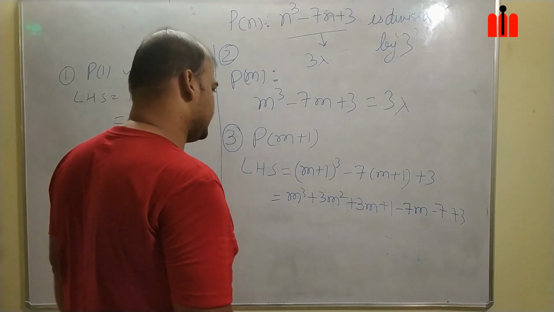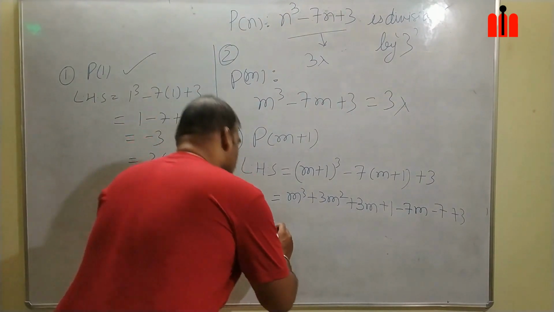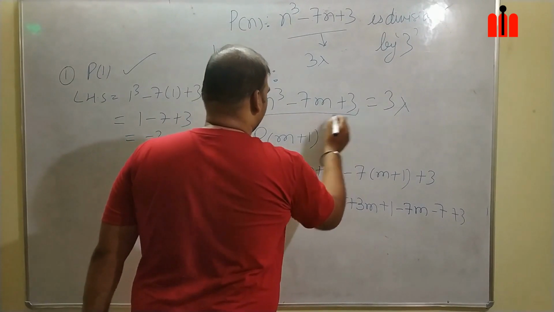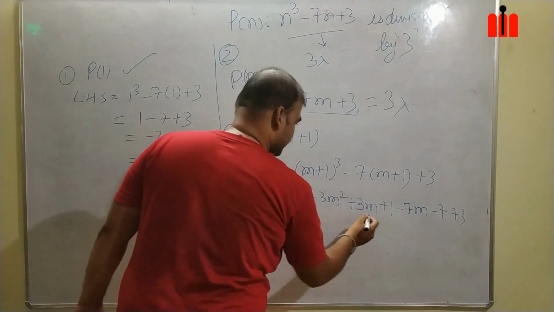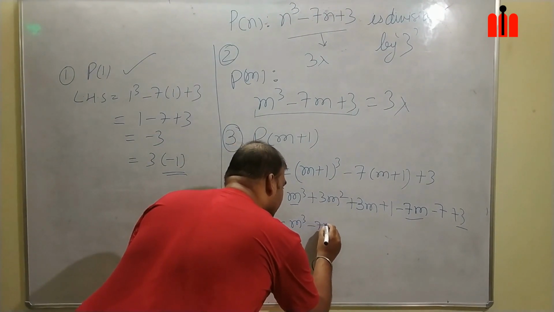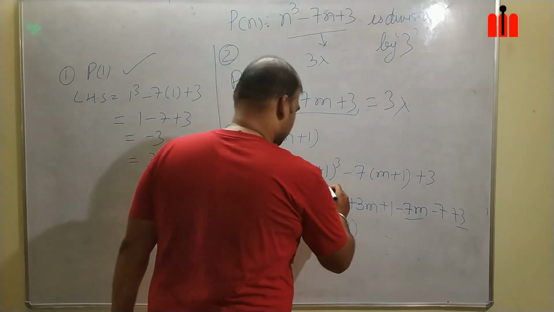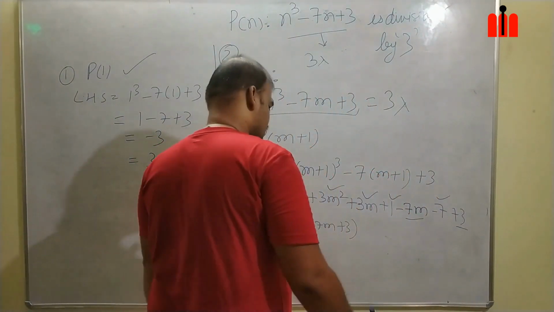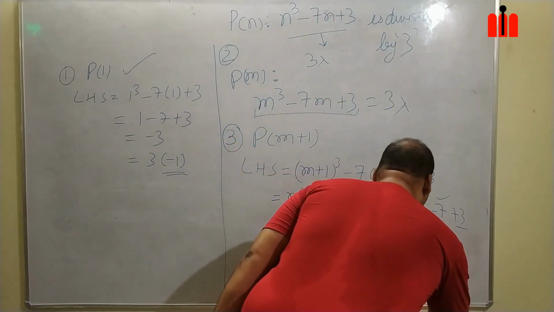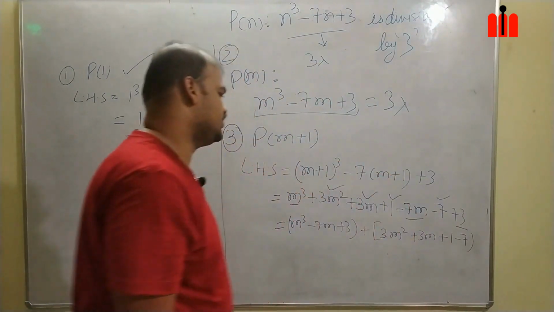Now let's club the entire terms. Before clubbing, let's see what my concrete statement is: m cube minus 7m plus 3. So let's take m cube minus 7m plus 3 out. Now you are left with 3m square, 3m, 1 and minus 7. Let's write this in a separate box, which is 3m square plus 3m plus 1 minus 7.